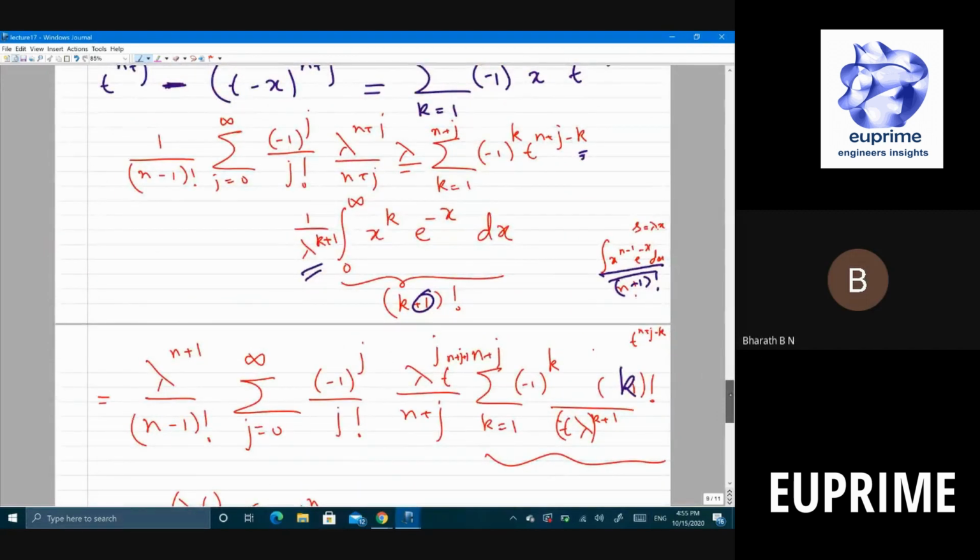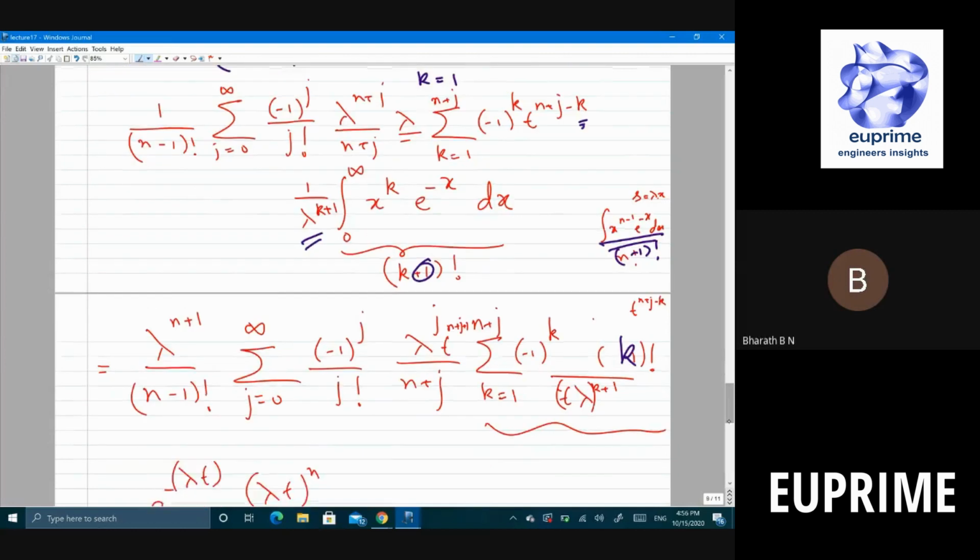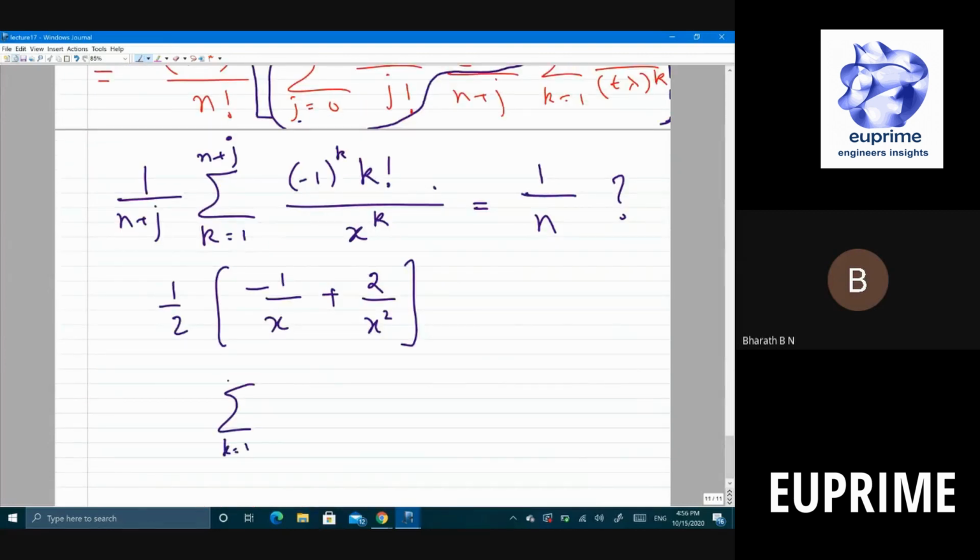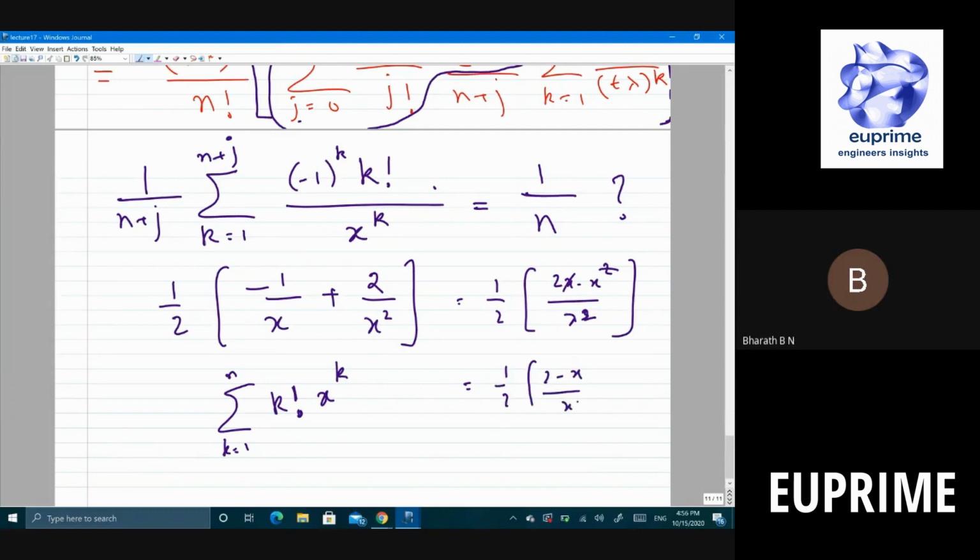Otherwise, what would have been the case? Still you have factorial, man. So factorial should go, k factorial. Summation k equal to 1 to n of k factorial x power k. Do we have anything like this? Two x minus x square by x cube for x square. So this is 1 by 2 into 2 minus x by x square. That's what you get.